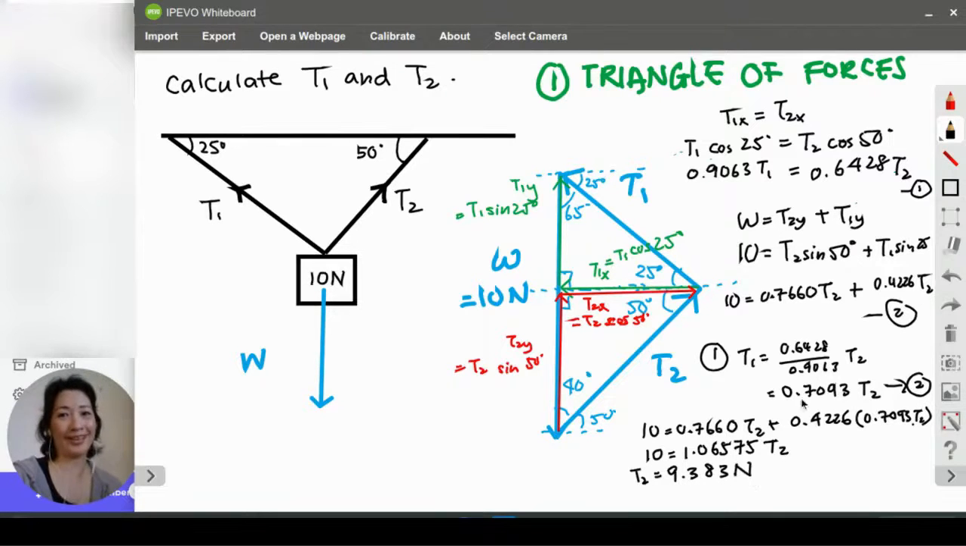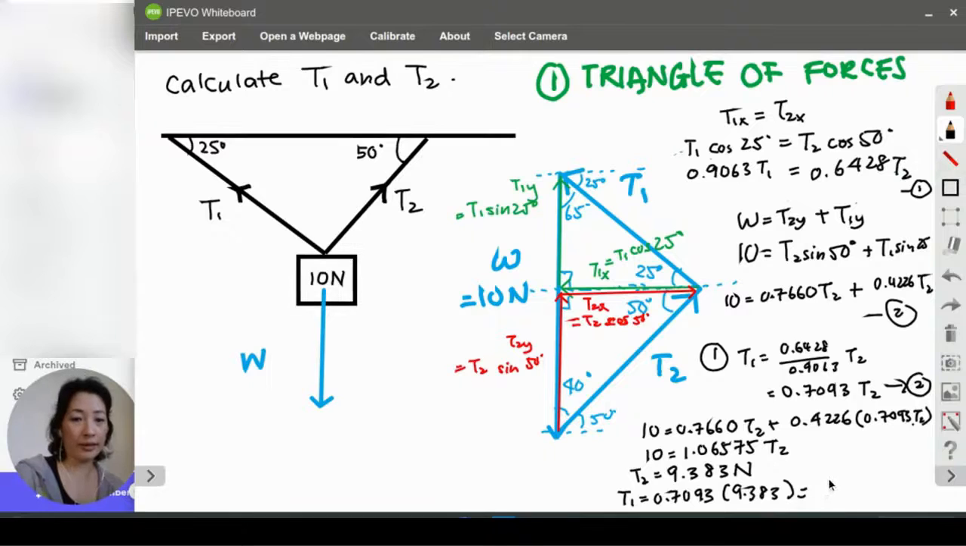Solving this, you would get a value of T2 as 9.383 Newton. So then to solve T1, you take this and substitute into this equation, which would be 0.7093 times 9.383, which gives you 6.655 Newton. And that's how you solve it if you choose to use this method instead. So this is how you can use a triangle of forces.